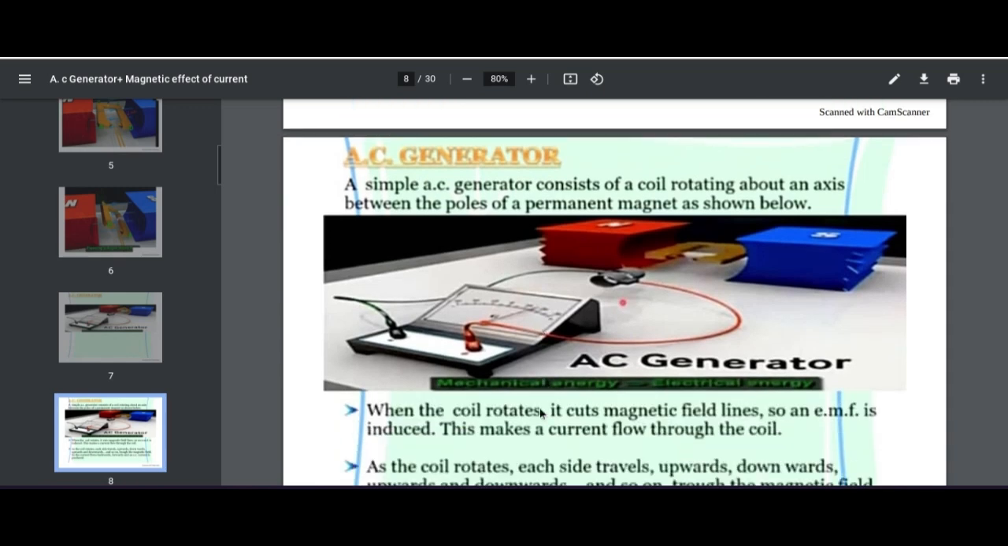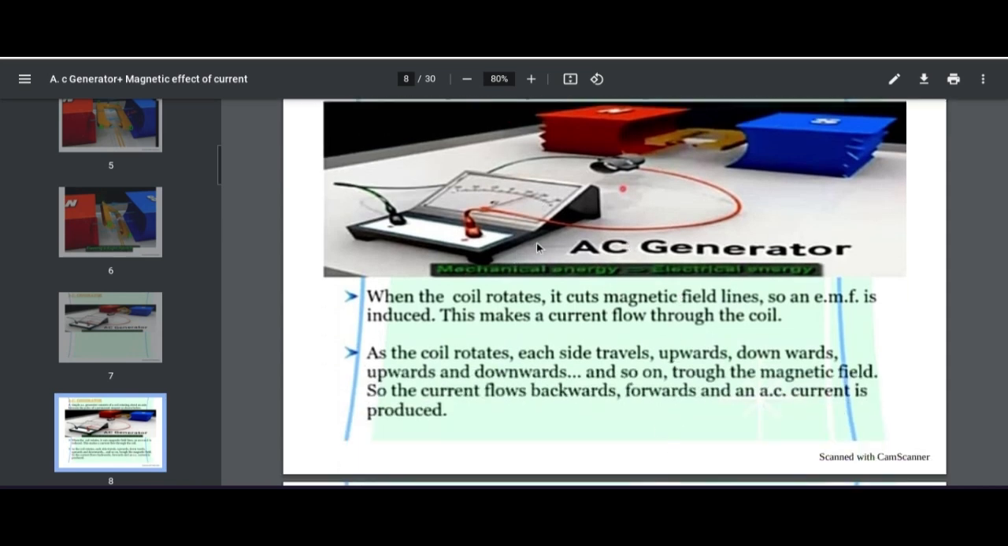So the simple AC generator consists of a coil rotating about an axis between the poles of a permanent magnet, as shown below, like this. Now we have to put in an ammeter, because we have to measure the current.